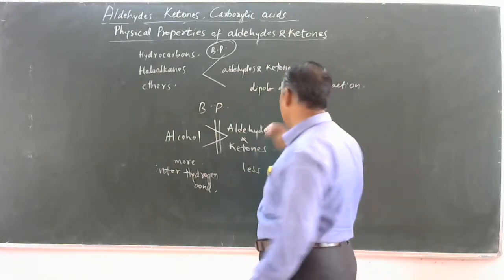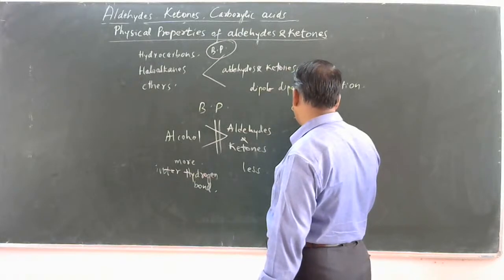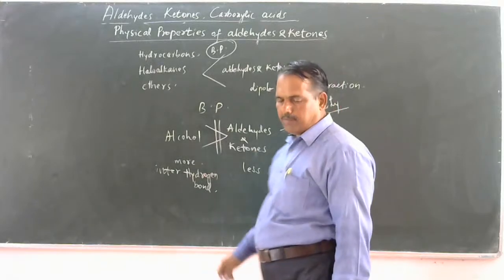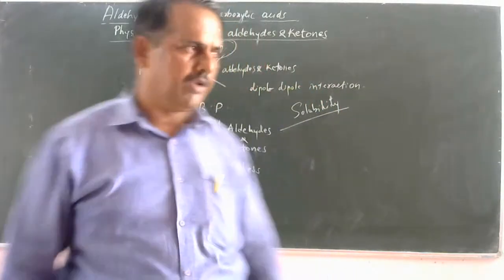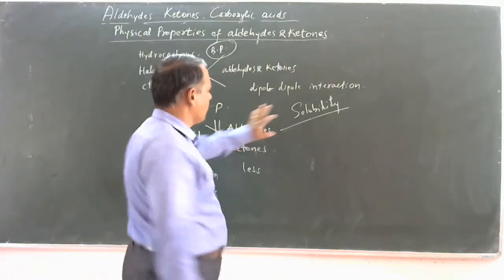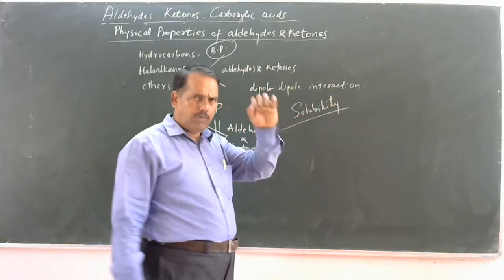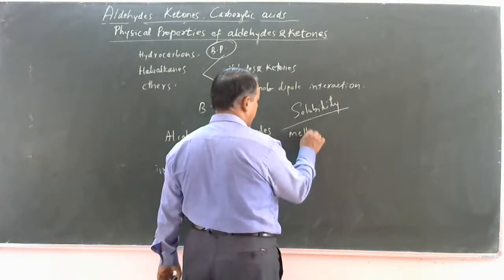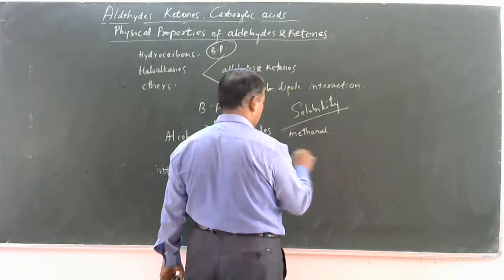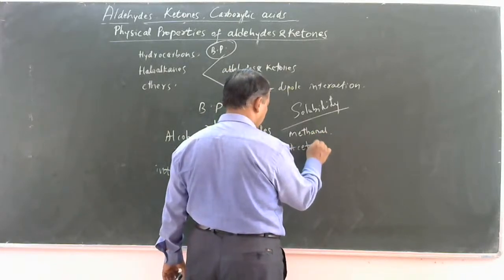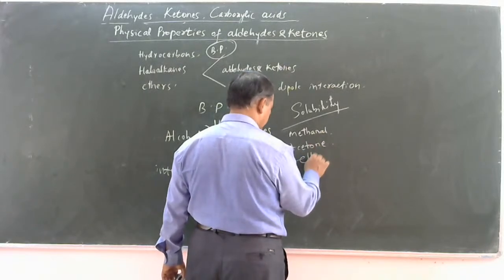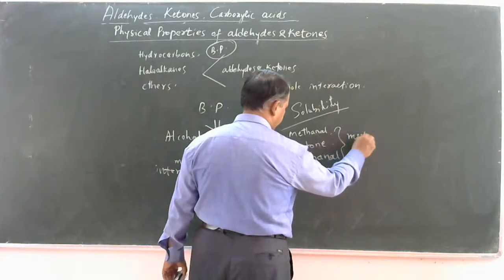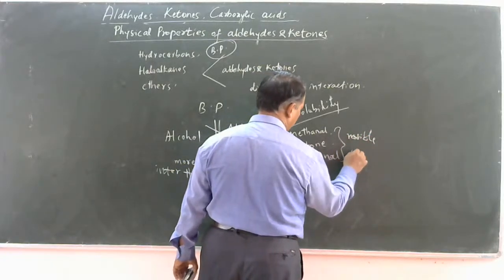Okay, we shall go for solubility. See, among solubility, you can find these lower aldehydes and ketones like methanal, acetone, ethanal. All these are miscible with water.